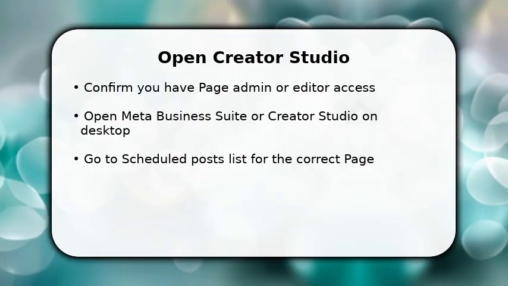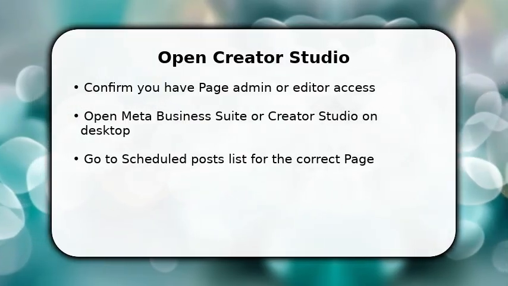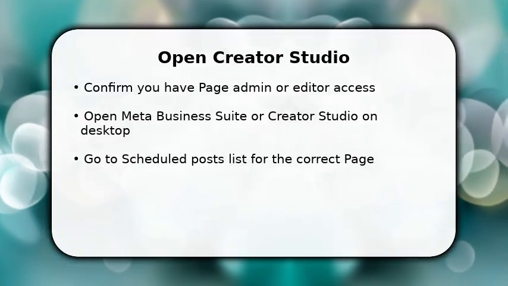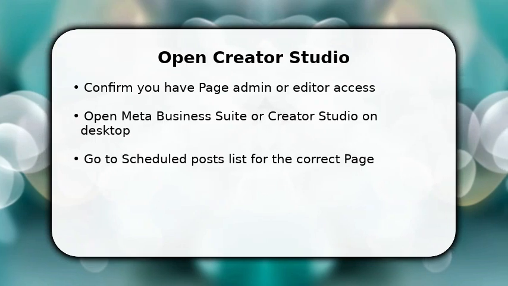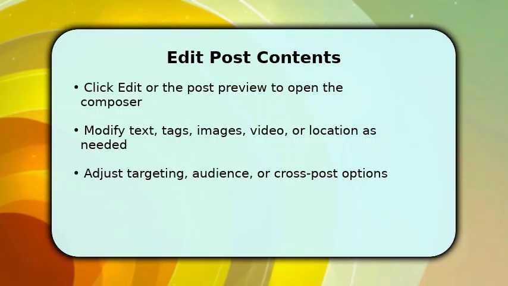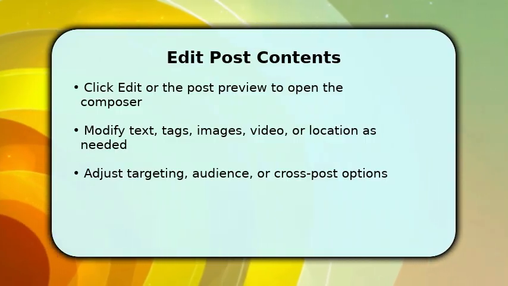Select the scheduled post you want to change so it loads in the editor pane. This is the first actionable step that moves you from setup to editing. Once the composer opens, make direct changes to captions, links, images, or attached video. You're editing content and reach in one place.